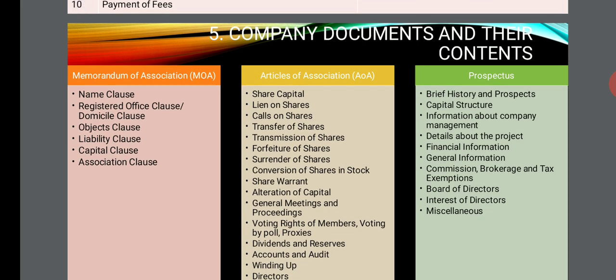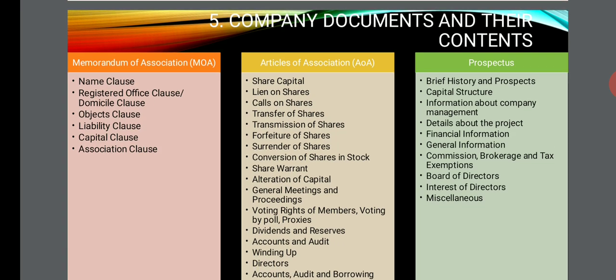Now company documents and their contents. In the memorandum, what is there? The name clause is there, and the registered office clause or domicile clause is there. The objects clause is there, where the various objects for which the company has been set up are mentioned. The liability clause is mentioned there. What is the liability clause? What are the liabilities held by different positions? The capital clause is there. What is the authorized capital? It is mentioned over here. The association clause is also there. So the association clause gives us the criteria of association.